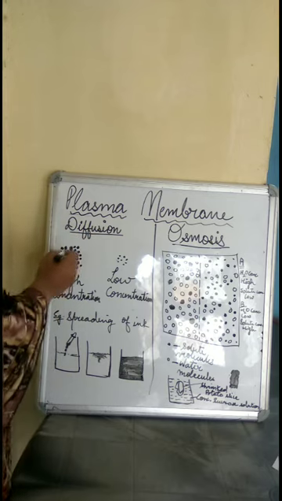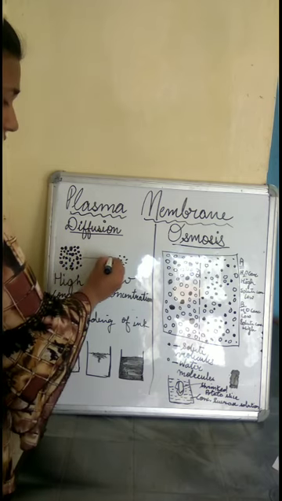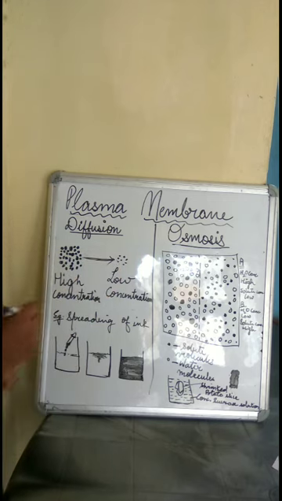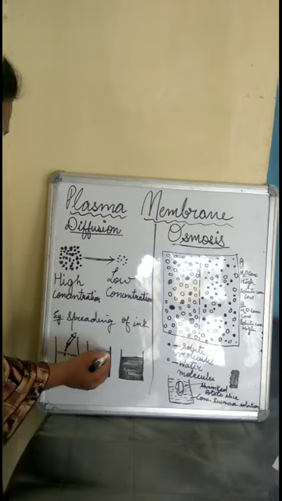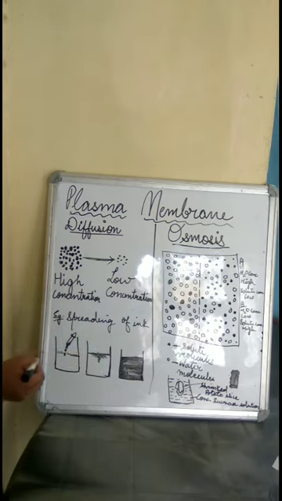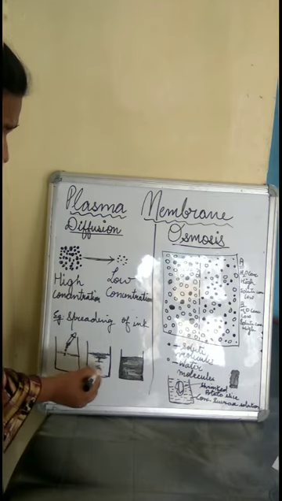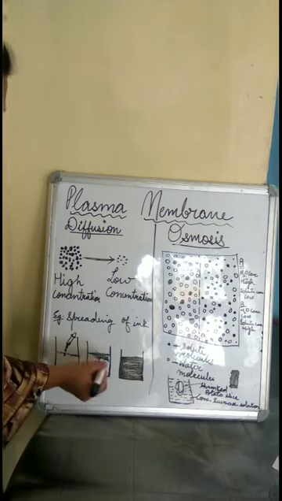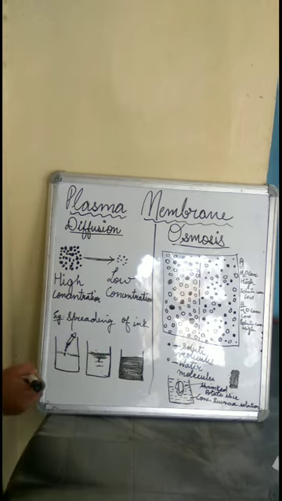In diffusion, molecules move from a region where their concentration is high to a region where their concentration is low. For example, the spreading of ink. If I put a drop of ink in a beaker containing water, then at the surface the concentration of ink is high. Now this ink will start to spread throughout the water in the beaker. So diffusion takes place from a region of high concentration to a region of low concentration.